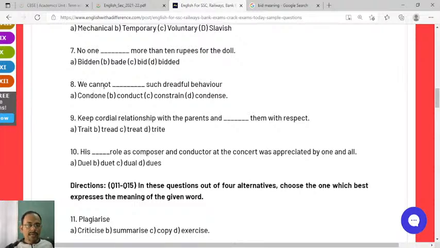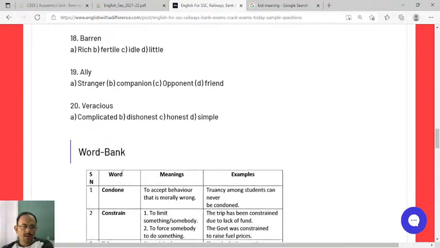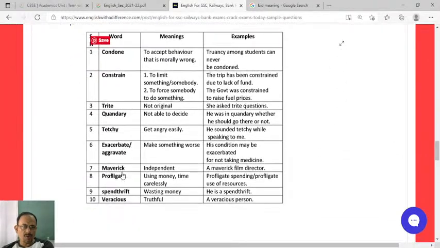We cannot dash such dreadful behavior. So you have to know the meaning also, otherwise it's difficult for you to answer. Let me show you the meaning of condone so that you are able to answer me. Guess the answer from A, B, C, D. This is conduct. You know constrain, you know condense also. Only condone you don't know, so I'll show you the meaning.